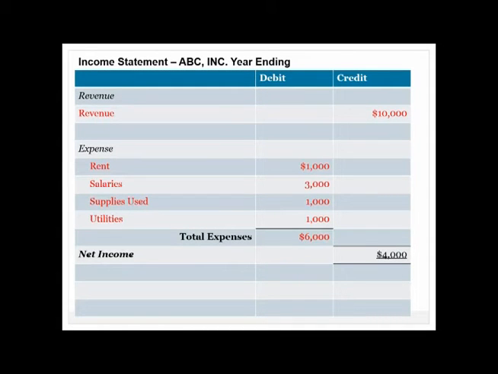Here we have an example of an income statement. You can see that our revenues, which is all of your income, shows in the credit column for $10,000. All of your expenses, which in this case are rents, salaries, supplies, and utilities, are in the debit column. Those total expenses are $6,000. So our income of $10,000 less expenses of $6,000 leave us with net income in the credit column of $4,000.